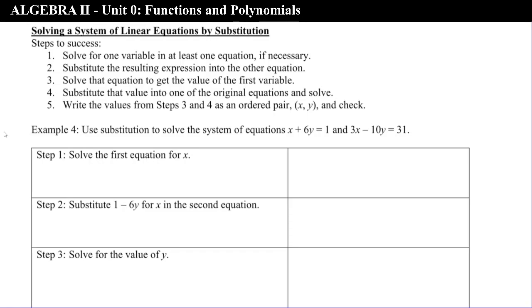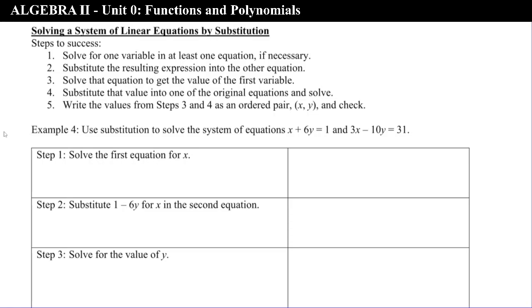First, you want to solve for one variable in at least one equation, if necessary. So you want to solve for either x or y. Then, what you want to do is take whatever that x or y equals and substitute that into the other equation for that variable. Then you're going to solve that equation to get the value of the variable that is left over. And then once you find a value for that variable, you're going to plug that into one of the two equations so that you can solve for the other variable. And then you're going to write your final answer as an ordered pair.